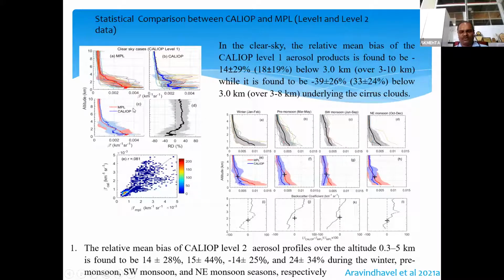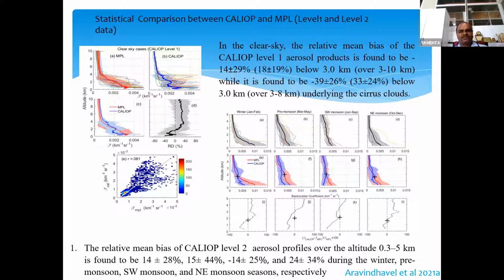So we have compared both level 1 and level 2, and we have got a very good comparison, and we are sure that the Calypso can be used for our location without any doubt. So that's what we thought, but we have to be cautious about that. We should not use the profile with the bad quality.